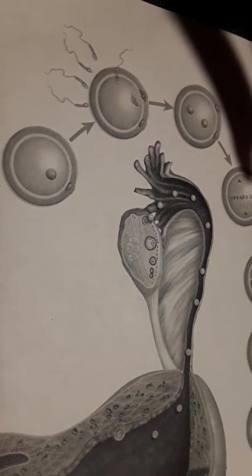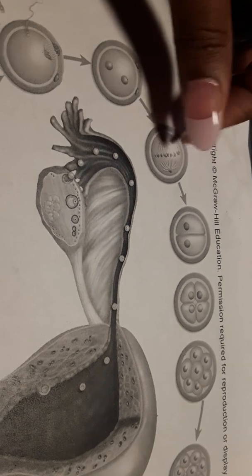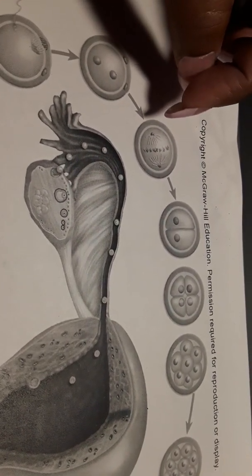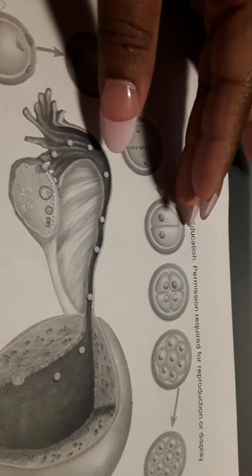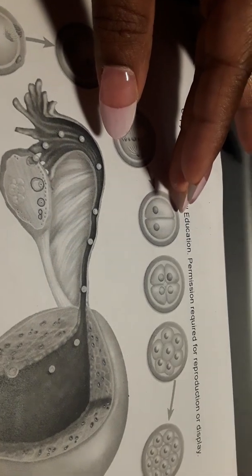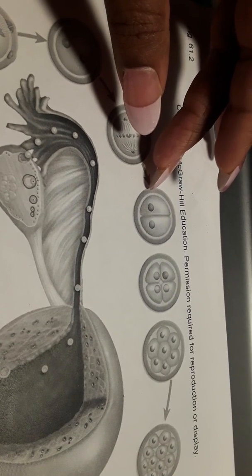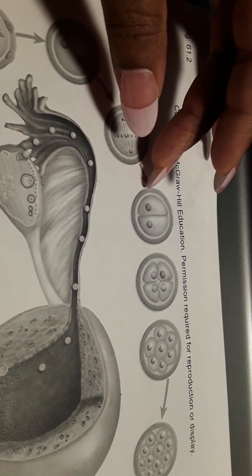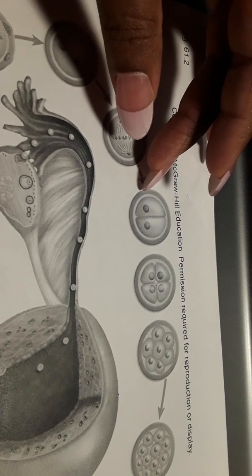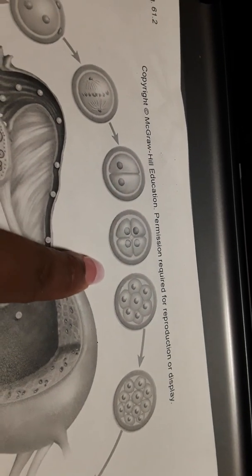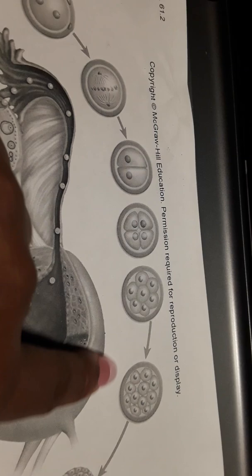The cell is now called a zygote. 36 hours after fertilization, the zygote produces an identical cell called a blastomere. They divide to provide 4 cells, and then they continue going on and on.